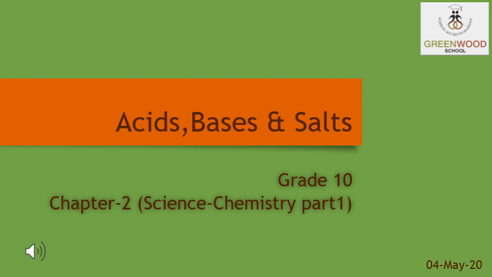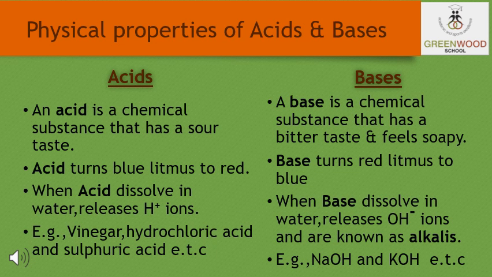Hello students, today we are going to discuss acids, bases and salts, that is chapter number 2 in chemistry. In this chapter we are going to discuss in detail the chemical properties of acids, bases and salts. Now students, you have already learned in your previous classes that the sour taste is due to the presence of acid and the bitter taste of food is due to the presence of bases.